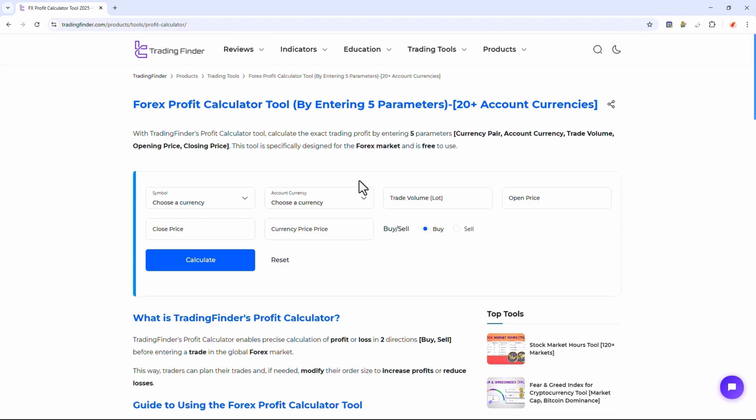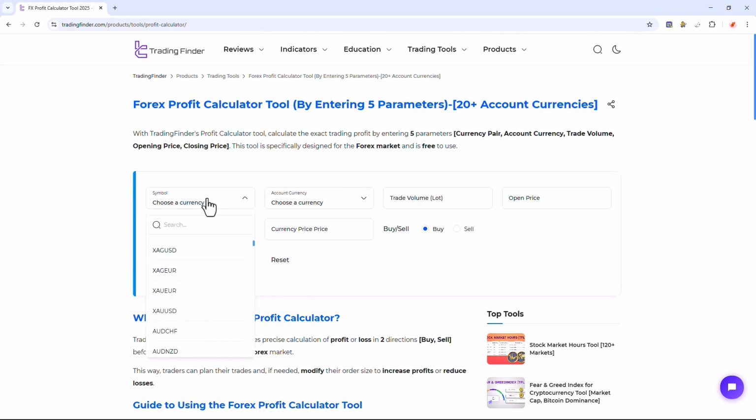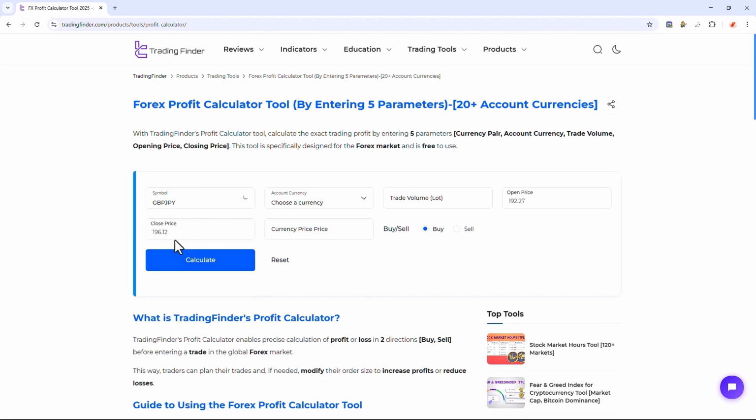To use the tool, in the first section, pair, currency, and search. We select the trading symbol here in this section or search for the trading currency pair in this section and select it here. In the next section, we select the account currency type from among 20 currencies in the list or choose the desired currency from the search section, where I select the USD currency.